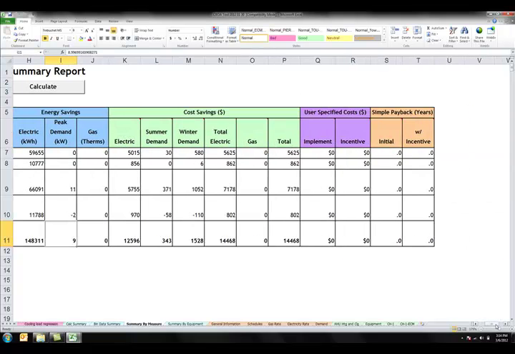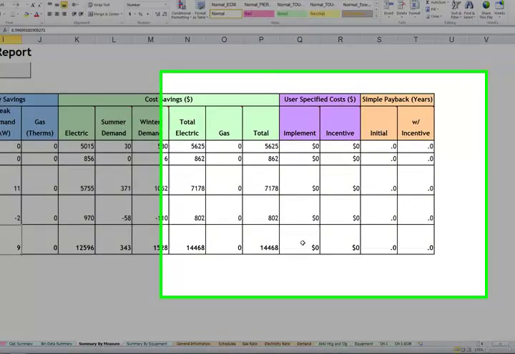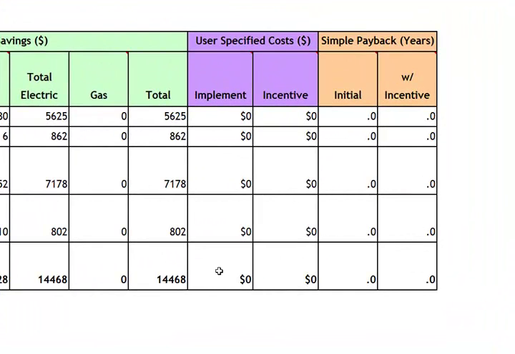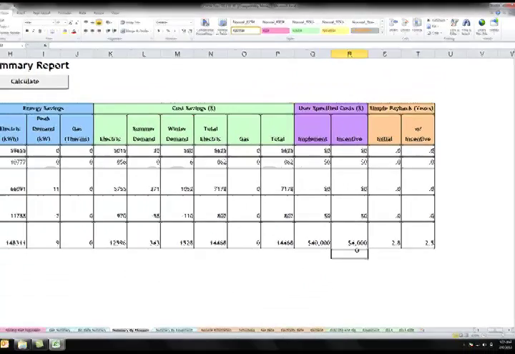Note that this worksheet now totals the savings for all the measures, and it allows the user to input the total project cost. For example, if the total project cost of these measures was $40,000, let's enter it here, the total project payback period would be 2.8 years. Adding utility incentives right here would bring the net project payback period down.